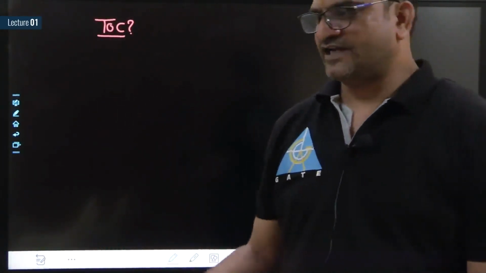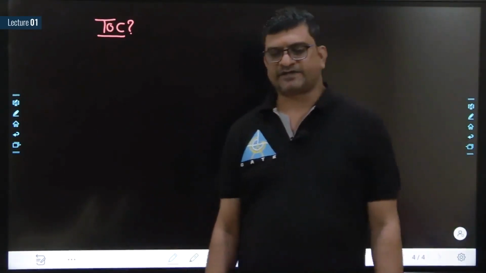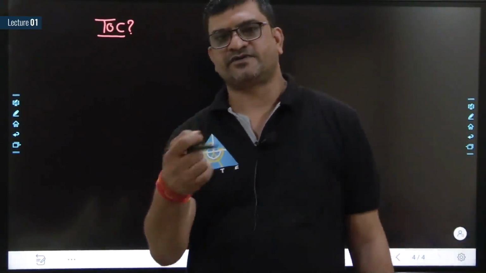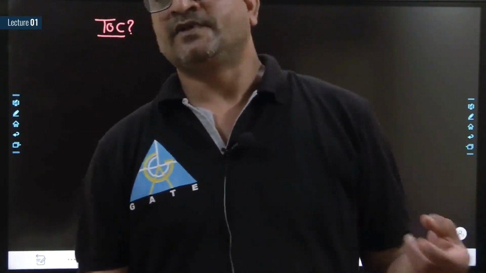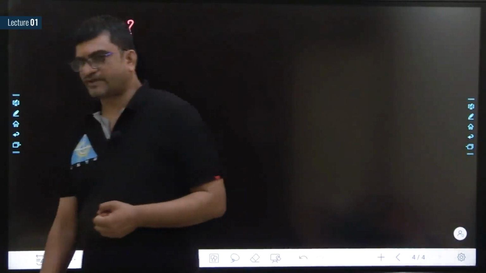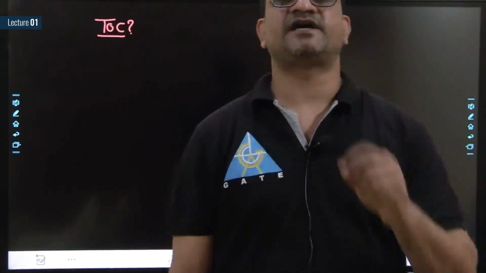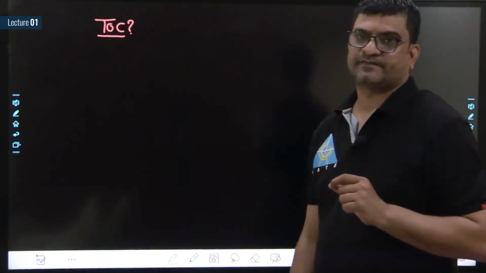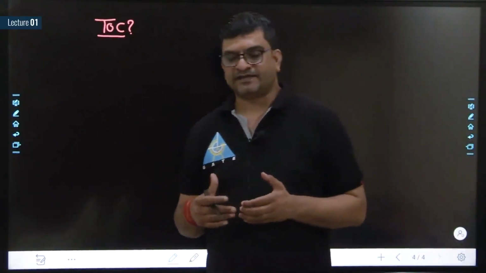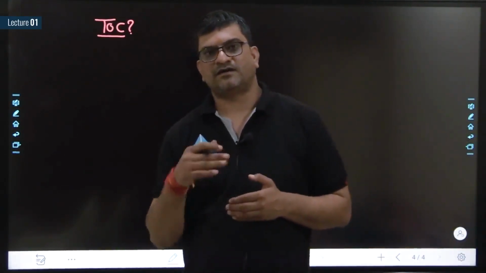Now, what is TOC? What is theory of computation? I will explain with an example. Suppose we have a land of 40 by 60 feet and we want to construct a good house. If we directly construct the house, then there are a lot of drawbacks. Then what is our first step? Our first step is to build a blueprint for this house. If we have a blueprint, then according to that blueprint, we can easily construct the house.